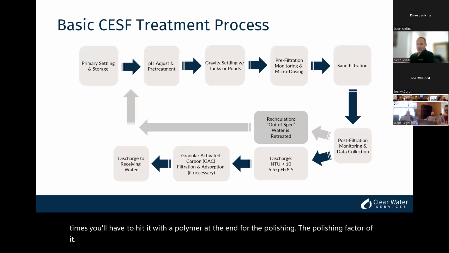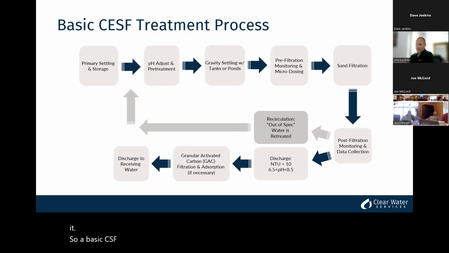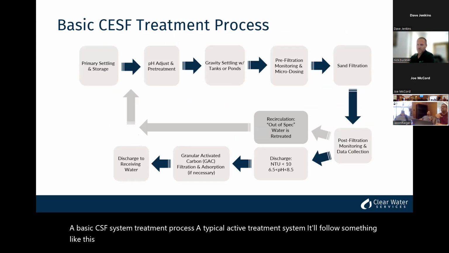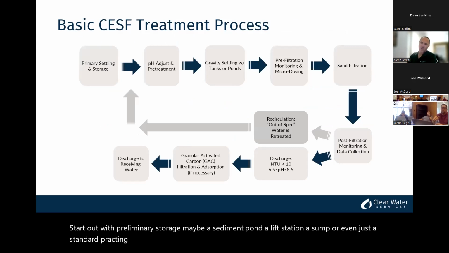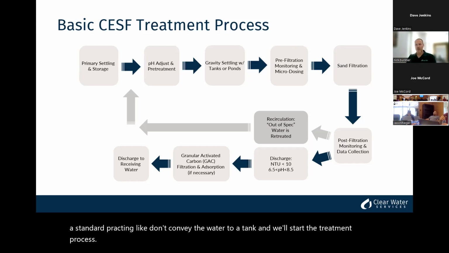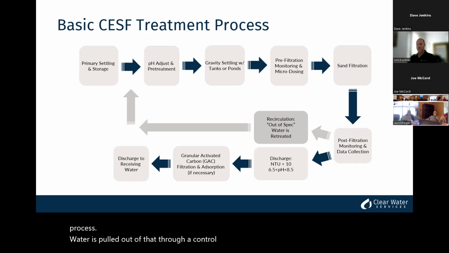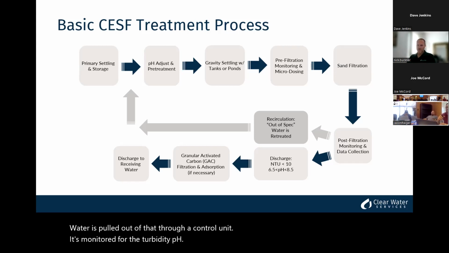So a basic CESF system treatment process, a typical active treatment system, will follow something like the diagram shown. We start out with preliminary storage, maybe a sediment pond, a lift station, a sump, or even just a standard frac tank. They'll convey the water to a tank and we'll start the treatment process. The water is pulled out of that through a control unit. It's monitored for the turbidity and pH, checks the flow, and then we'll usually add some pre-treatment chemistry.